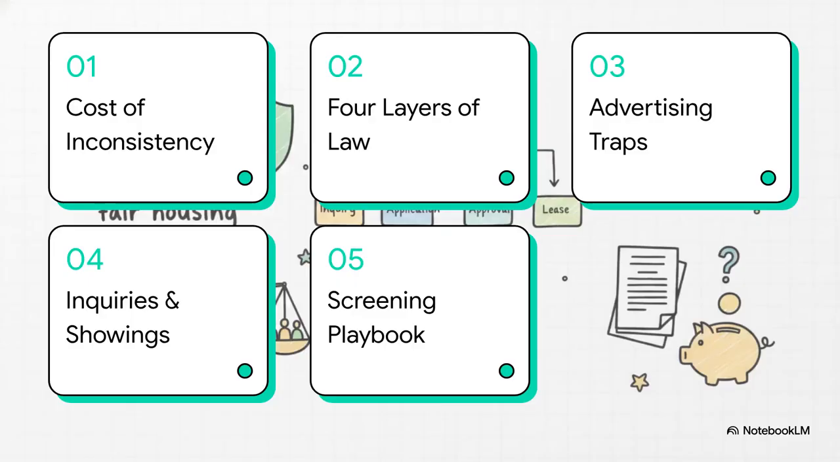Okay, let's look at our roadmap for today. 1. The cost of inconsistency. 2. The 4 layers of law. 3. Avoiding advertising traps. 4. Navigating inquiries and showings. And 5. The standardized screening playbook.